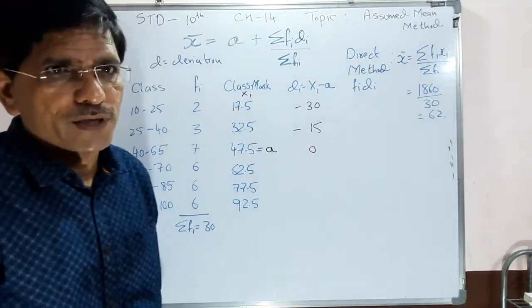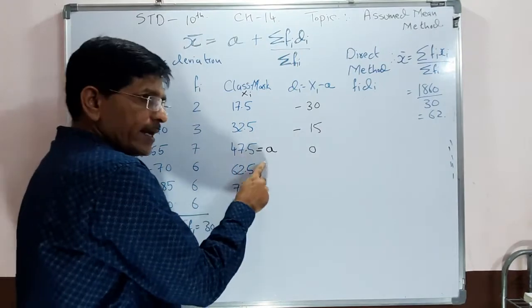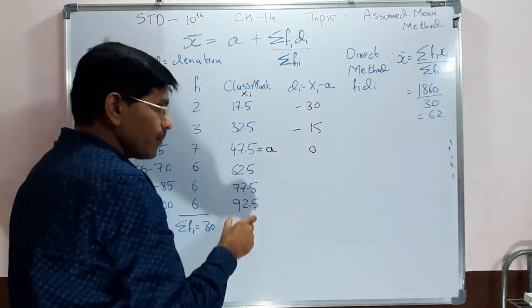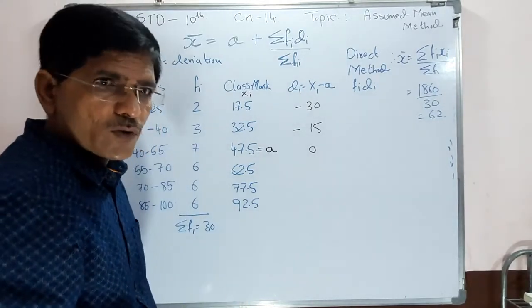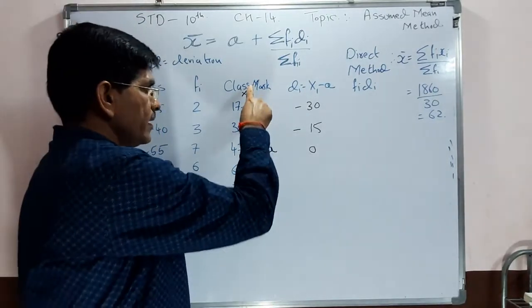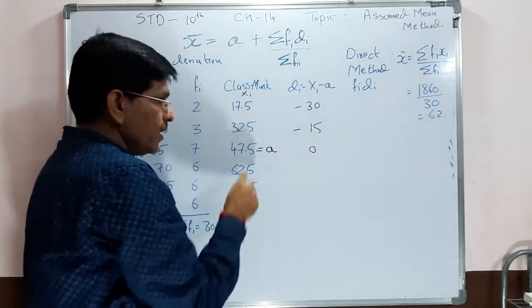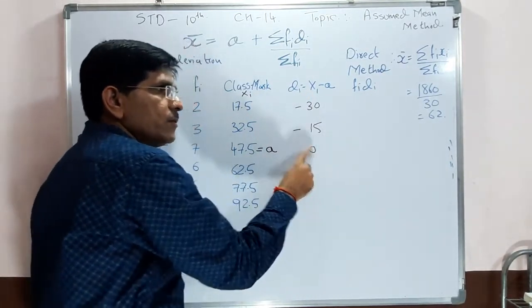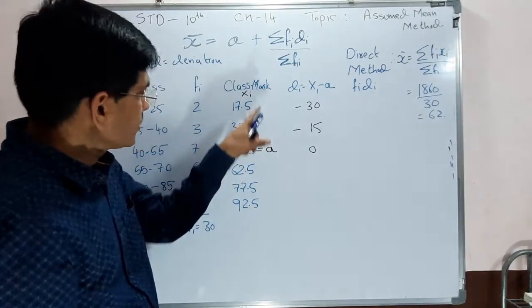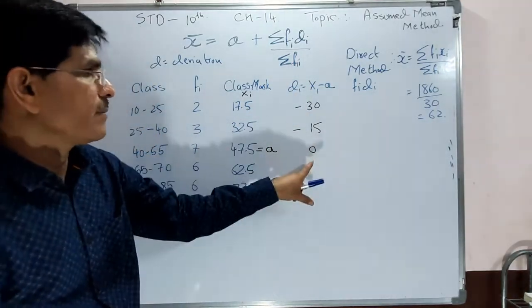So how can we do it? Wherever you assume a, always assume a from the x side, not from fi. Only assume a from the x side. Wherever you assume a, in di against it, always put 0.